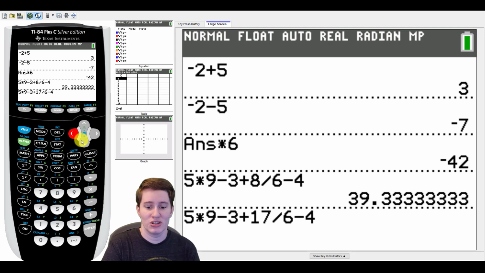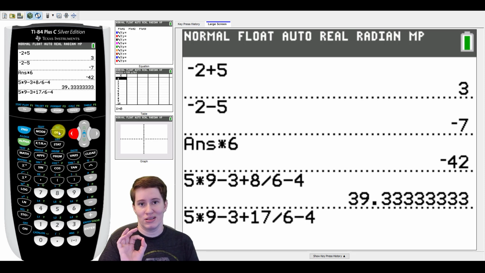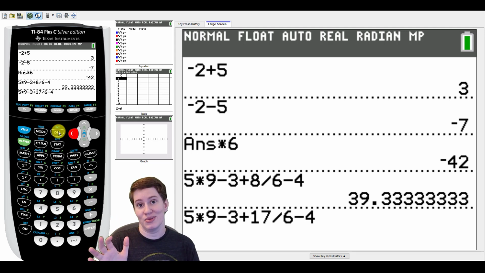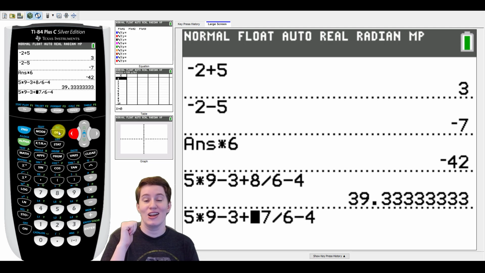Okay, so if I wanted to go back and say, well, I didn't actually want that, I really just want the 7 there, that's what the delete button is for. Very important: we have a clear button, we have a delete button. If you want to get rid of everything you've just typed, press the clear button. If you want to get rid of just the thing your cursor is on top of, press the delete button.